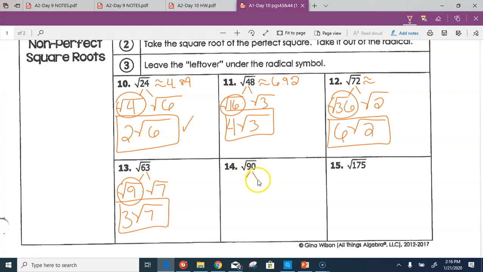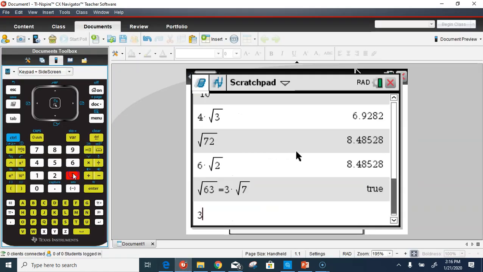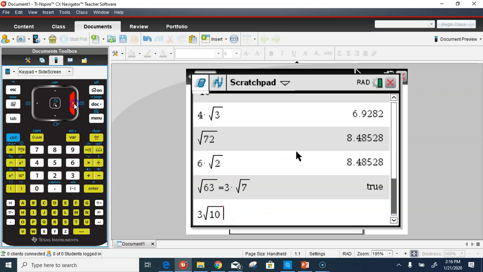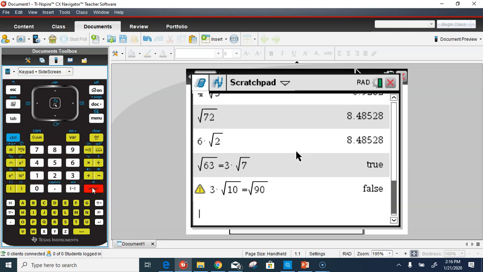For 90, the square root of 9 times the square root of 10, because 9 times 10 is 90. The square root of 9 is 3. So I have 3 square roots of 10. 3 square roots of 10 should be the same thing as the square root of 90. Whoops. 3 square roots of 10.